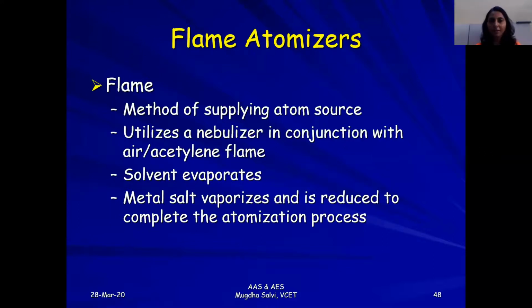So let's move on. The next is the flame atomizer. The flame method of supplying the atom source utilizes a nebulizer in conjunction with an air-acetylene flame. The solvent evaporates, the metal salt vaporizes and is reduced to complete the atomization process. So that is what your flame atomizers do.